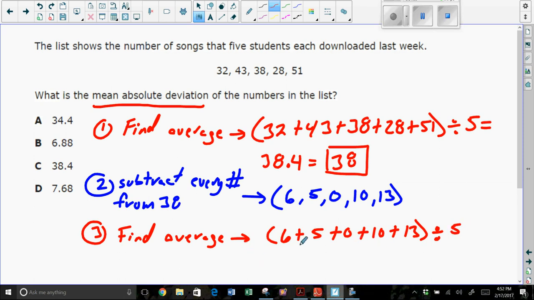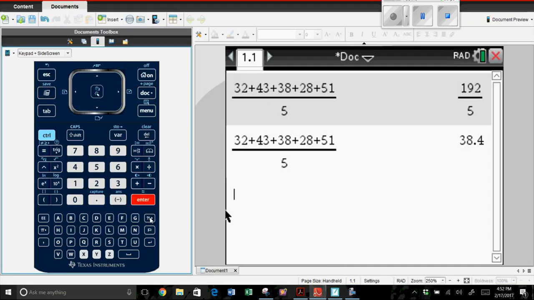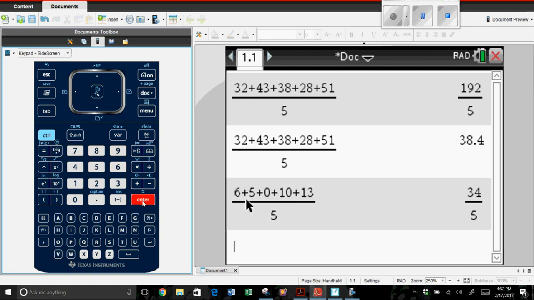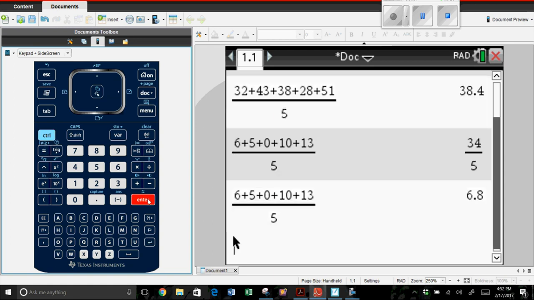So I'm going to put this into my calculator. We go to the calculator and we just type it in. We're going to start off with the parentheses, and we have 6 plus 5 plus 0 plus 10 plus 13. I can just double check my numbers: 6 plus 5 plus 0 plus 10 plus 13. And I'm going to go outside of my parentheses, and it's going to be that answer divided by 5, because we had 5 numbers in the list. So I press enter. Once again, I get a fraction answer. I need the decimal answer, so Control Enter. So my answer will be 6.8.